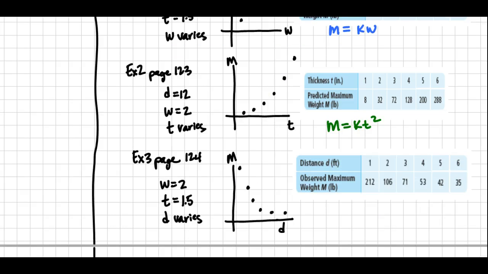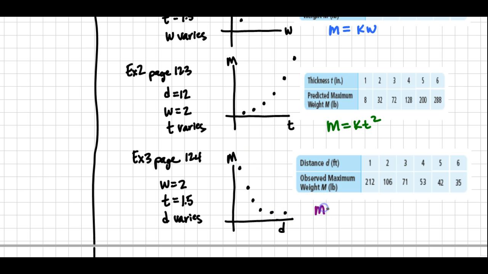And then the last thing we need to look at is the distance between the supports. So they hold the width constant at 2, the thickness constant at 1.5, and then they change the distance between the supports. Again, the distance varies from 1 to 6. As you look at the outcomes here that are graphed, clearly that is an inverse situation.